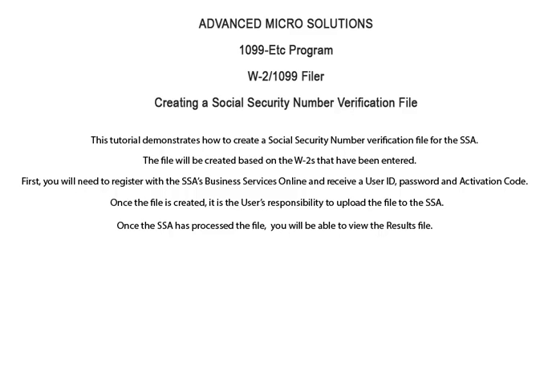First, you will need to register with the SSA's Business Services online and receive a user ID, password and activation code. Once the file is created, it is the user's responsibility to upload the file to the SSA. Once the SSA has processed the file, you will be able to view the results file.